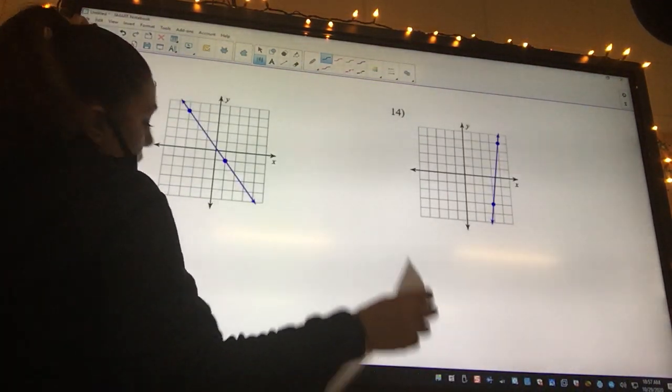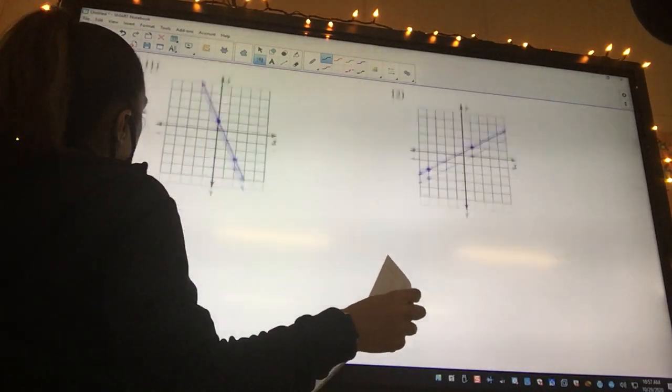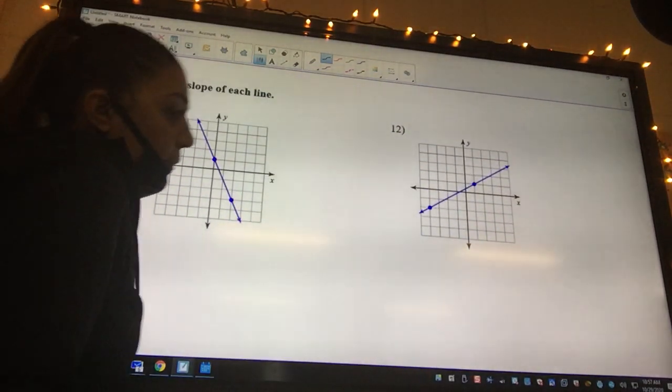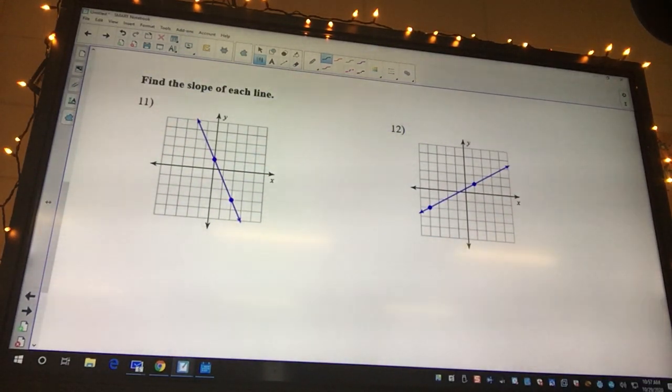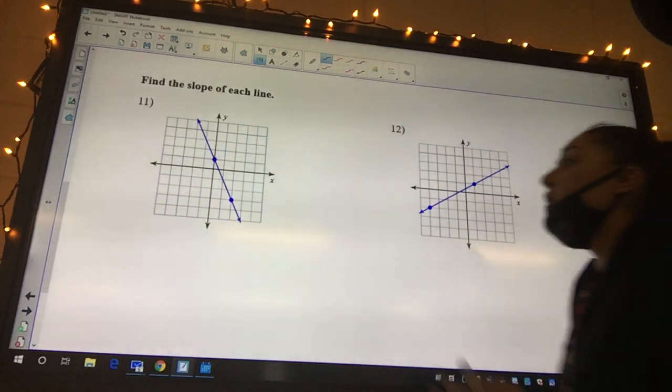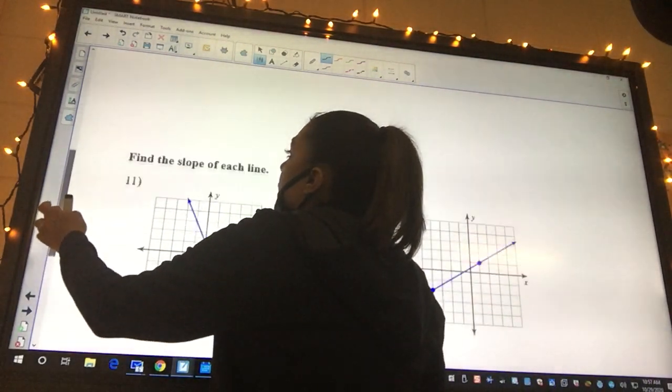Okay, go to number 11. So we figured out how to do slope with our 2 points, our coordinates, which is what we did on the front. They gave us some coordinates and we had to figure it out. On this one, they want you to find the slope.